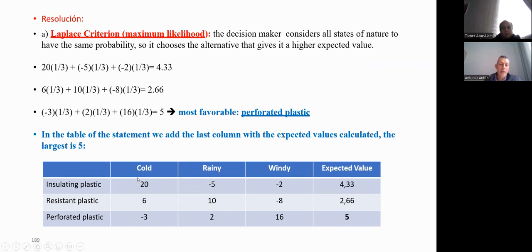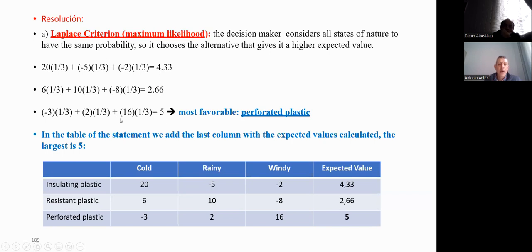You need to multiply the profits and losses by the fraction 1 divided by 3. There are 3 scenarios here, so 1 divided by 3 for each one. The probability is the same: 0.333, 33% in each scenario. So according to it, you multiply, and this is the result. By multiplying, you get 3 different results.